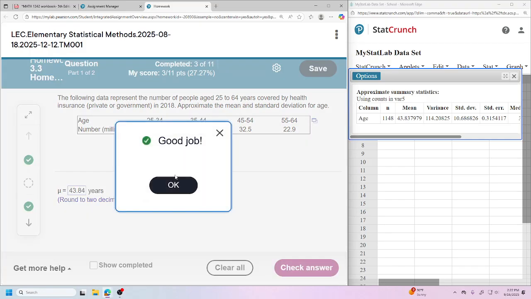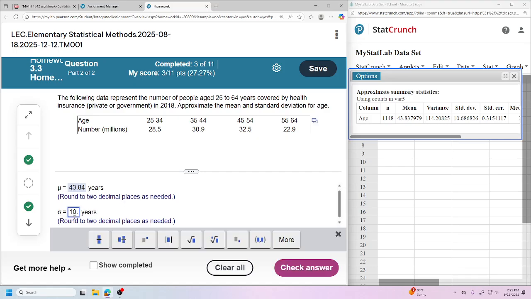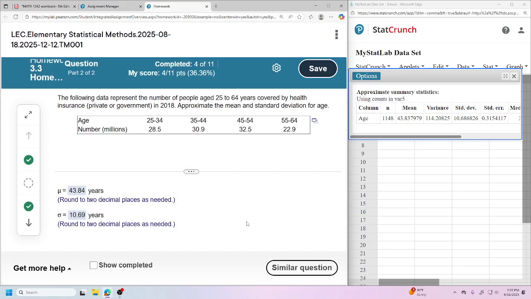43.84. Cool. Oh, what does that mean right there? That little sigma thing. Standard deviation. Exactly. We go with that. 10.69 rounded. Oh, it worked. It should not have worked. It should not have worked. But it did anyways. Can I show you what it should have done?